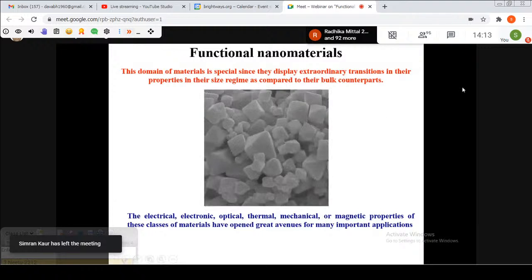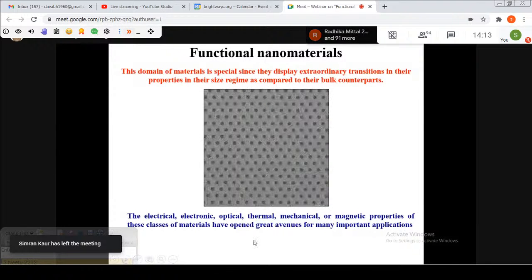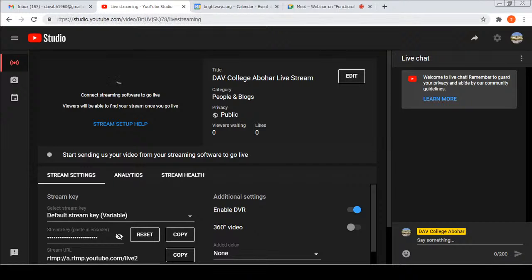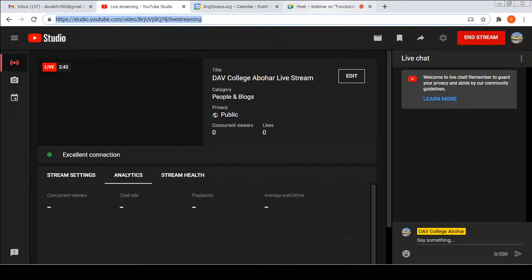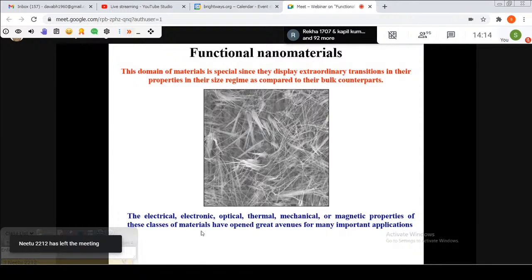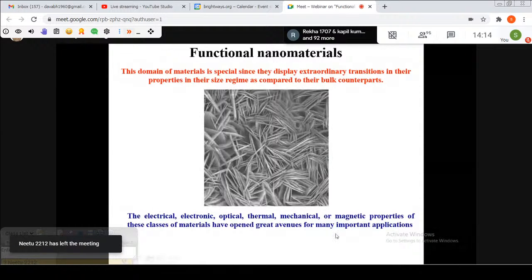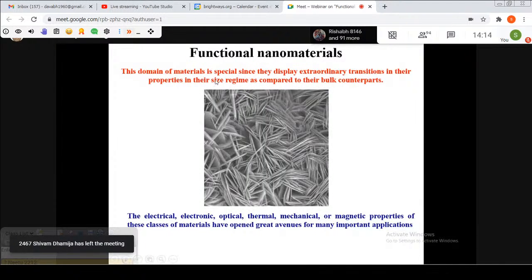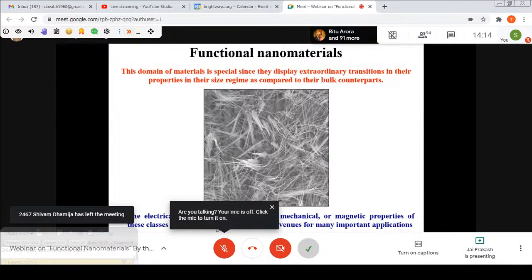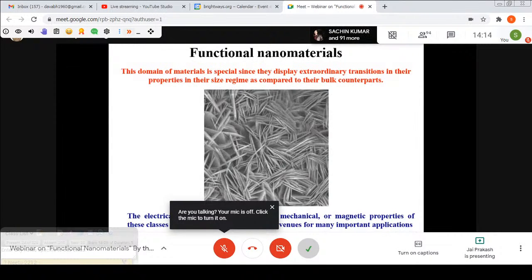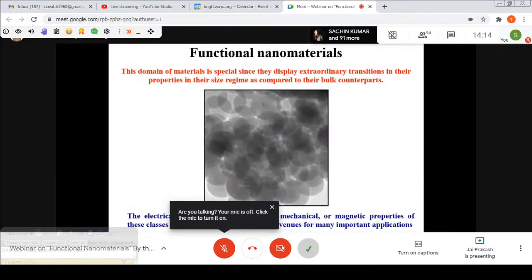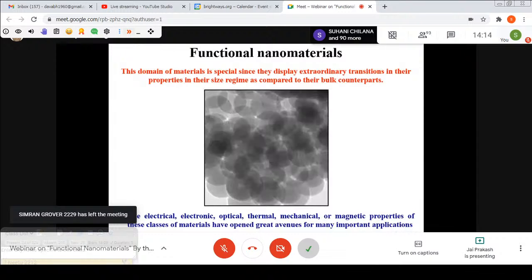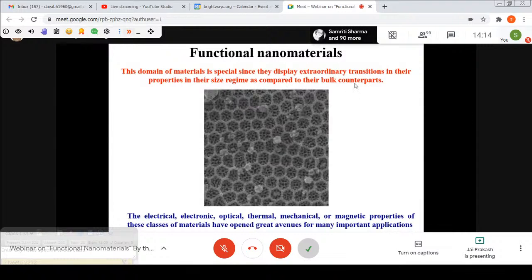So it means there may be many functional nanomaterials, but something is common, that is the size. And at this size, their properties, again, not a single property, but based on the material, which kind of material it is, conducting, semiconducting, there may be magnetic material. So at that size regime, these materials show very different properties, electrical, optical, all kinds of properties. These properties are different as compared to their bulk counterparts.